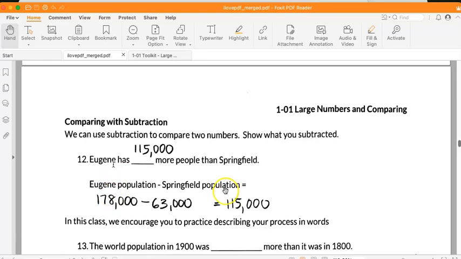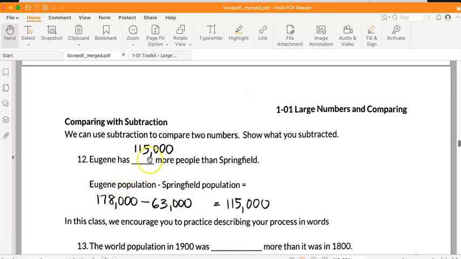So for Eugene minus Springfield, these are the numbers I had earlier. And I'm using the rounded numbers because an approximate answer is perfectly fine here. So 178,000 minus 63,000. On your calculator, you could just type in 178 minus 63 and get 115. So it's 115,000 more people than Springfield.